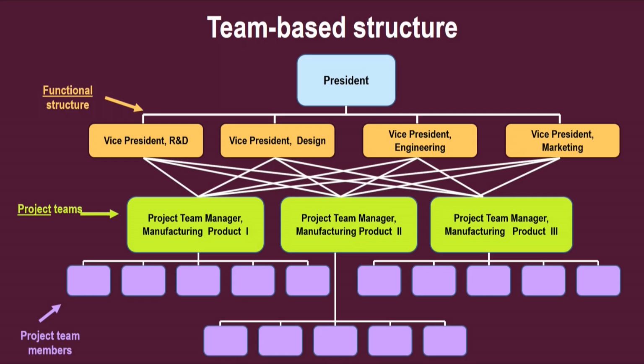This is the team-based structure of an industry where the president is at the top, and first the functional structure, with vice president R&D, vice president design, vice president engineering, vice president marketing. Under them, the project teams are working under interdisciplinary heads. One project team manager manufacturing a product may be working with the vice president R&D and simultaneously also working with the vice president design. So this is a team-based structure in which project teams are important and they are coordinated by different types of heads, maybe R&D, design, engineering, marketing, all working in tandem so that we are able to solve the problems and work in a team-based function.